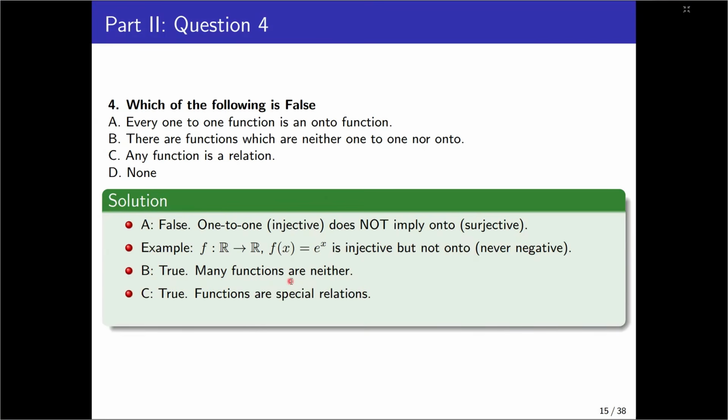C is also true, that is any function is a relation. We know that a function is a special type of relation, therefore every function is a relation, but every relation may not satisfy the condition to be a function. So that is true. What we are asked here is just to select the false statement, therefore the false statement here is A.